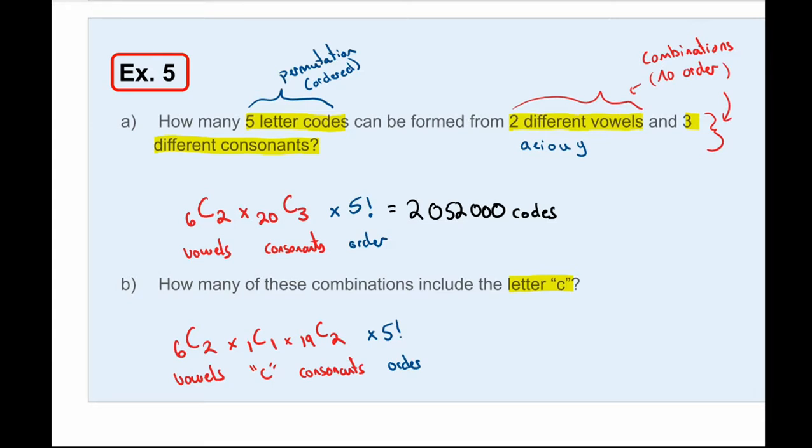So, how many combinations include the letter C? Well, 6 choose 2 for vowels times 1 choose 1 for including the letter C times 19 choose 2 for the remaining consonants times 5 factorial for the order works out to 307,800 codes.